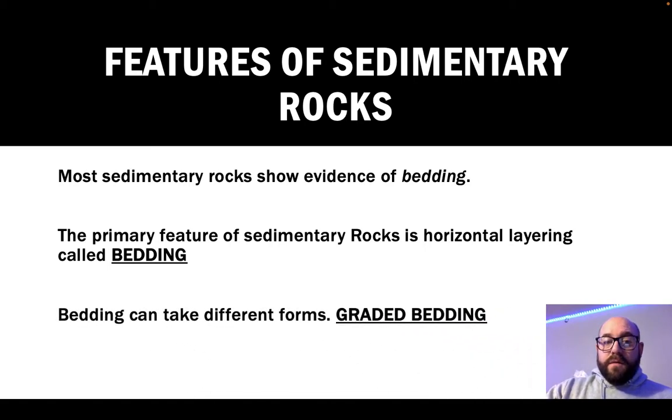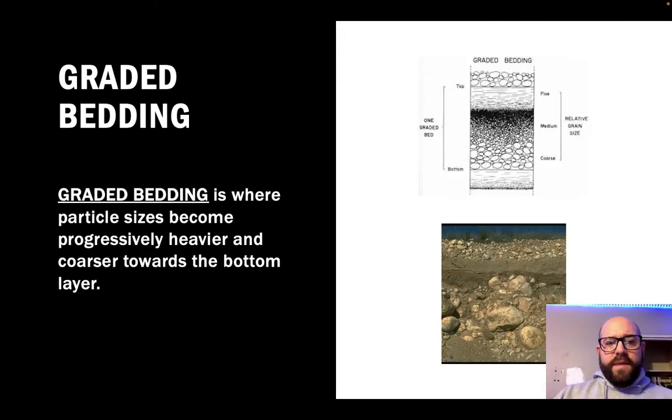Bedding can take different forms: graded bedding and cross bedding. Let's talk about graded bedding. Graded bedding is where particle sizes become progressively heavier and coarser towards the bottom layer. As an example of graded bedding, it could be observed in marine sedimentary rocks that were deposited by underwater landslides. As the sliding material came to a rest under the water, the largest and heaviest of the material settled first, followed by the smaller, lighter particles on top.